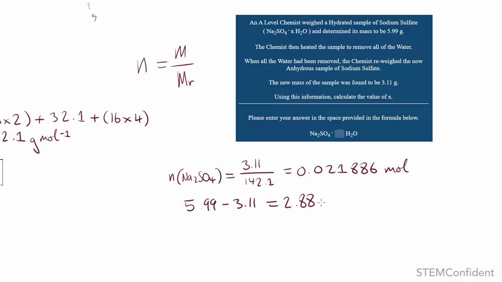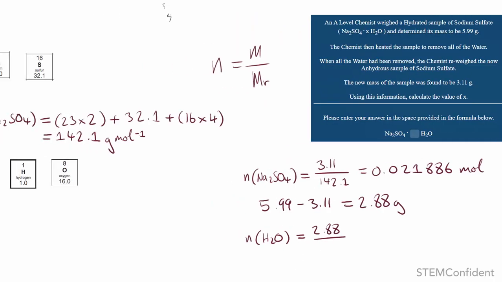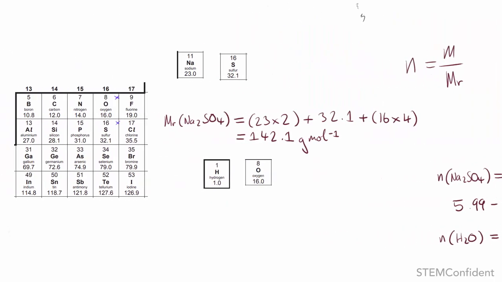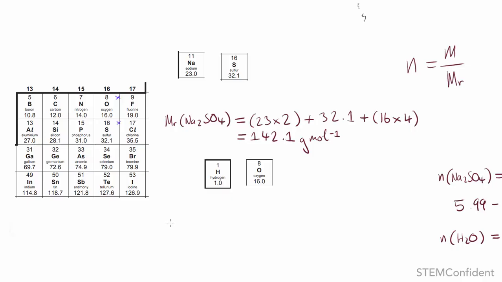And that's going to be in grams, right? Now, great, we've got the mass value, so we can say the number of moles for H2O is going to be equal to 2.88 divided by the molar mass of H2O. So let's go back to the periodic table. And so we've got hydrogen, oxygen here. So molar mass Mr of H2O.